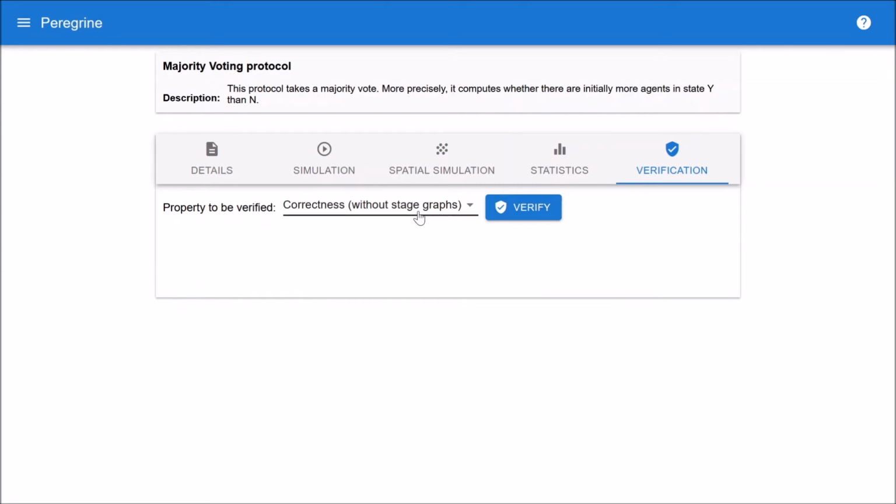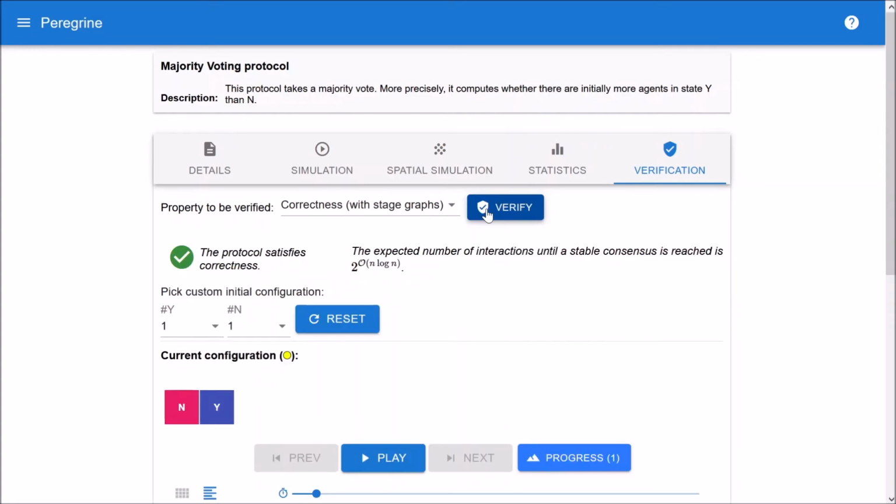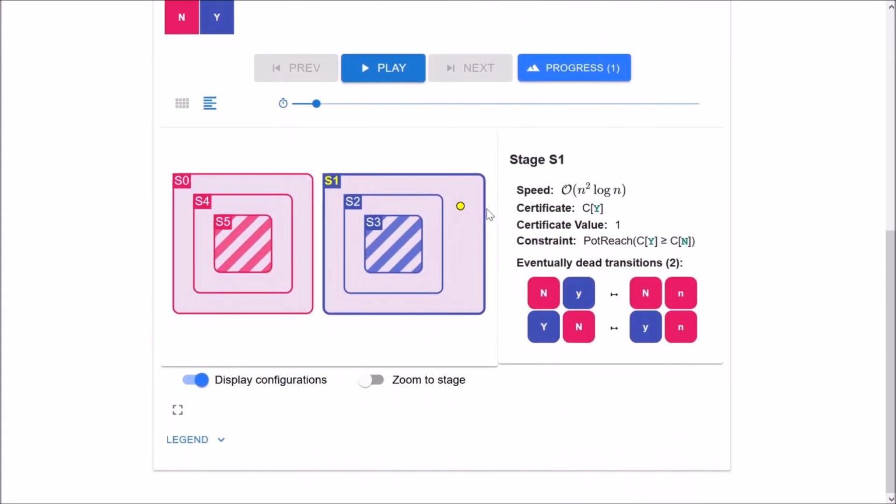To address these issues, the new version of Peregrine uses stage graphs to automatically verify protocols. Stage graphs are structural proof certificates that consist of multiple stages. In our example, we have 6 stages. These stages are infinite sets of configurations that are defined using a constraint. In Peregrine, stage graphs are visualized as Venn diagrams, as you can see.